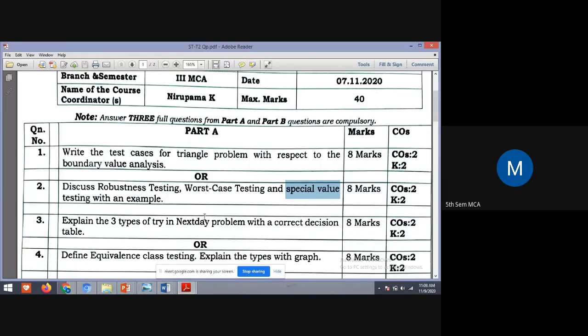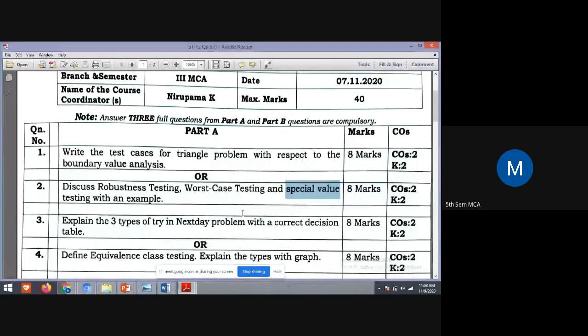Explain the three tries in the next day problem. Yes, we have three tries: first try, second try, and third try, students. In the first try, the details of all the days, months, years we are taking. In the second try, we are concentrating only on the leap year, year wise. In the third case, we are concentrating on the day value. So all three different cases are there. So three cases you need to explain.